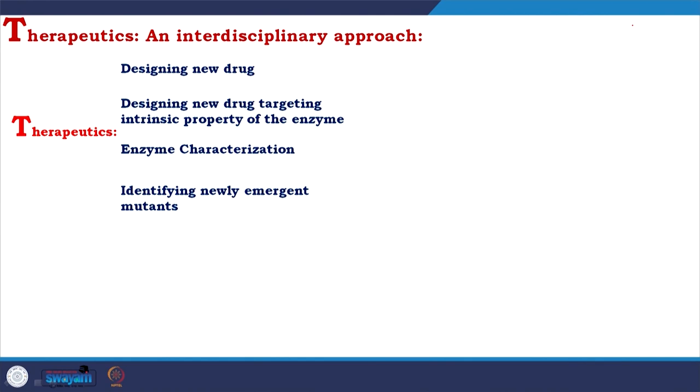Similarly, enzymes also have their intrinsic property. So, if by thorough interdisciplinary study, we could hit that intrinsic property and design a drug through that, then it would be difficult, not impossible, but difficult, for the organisms to come up with resistance. So, we have to perform detailed characterization of the enzyme biochemically, biophysically, structurally, dynamically, every aspect. And we also identify the newly emergent mutants. What are the common mutants coming? What are the mutational hotspots? A lot of things you have to consider as a drug designer of current days.